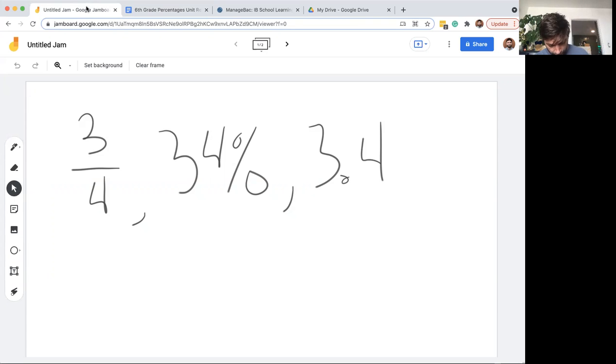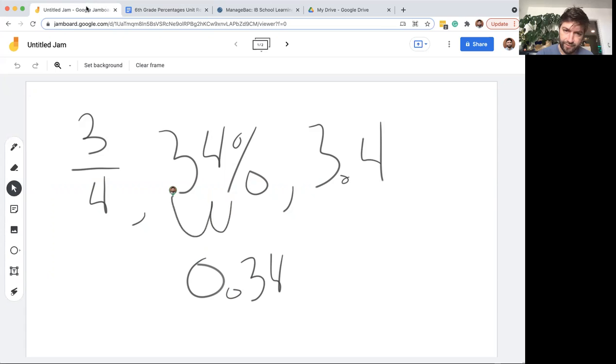So I know that 34% will be 0.34. Converting a percent to a decimal, I just divide by 100, or move my decimal 2 places to the left, or I just know that a percent is out of 100, so my last digit goes in the 100ths place. So 0.34, that's in between 0 and 1. So I know that's going to be smaller than 3.4, which is bigger than 1.